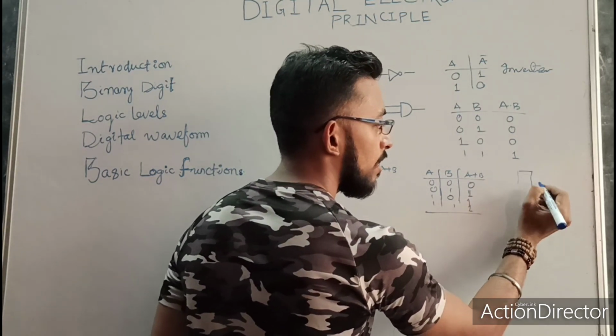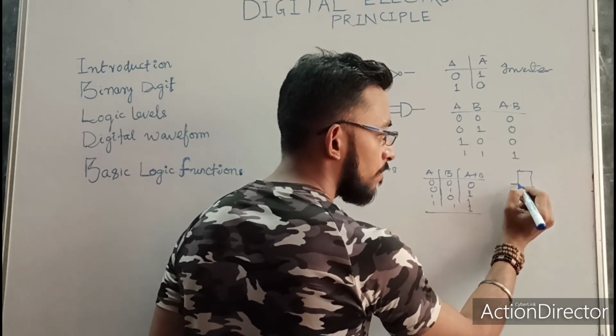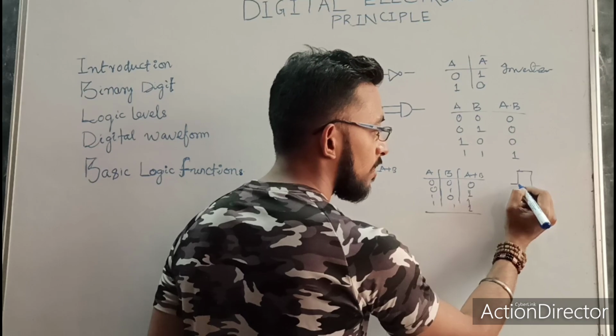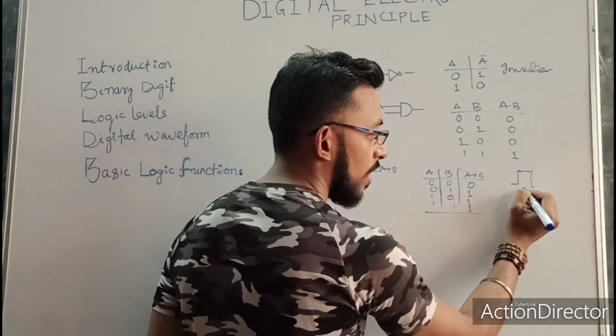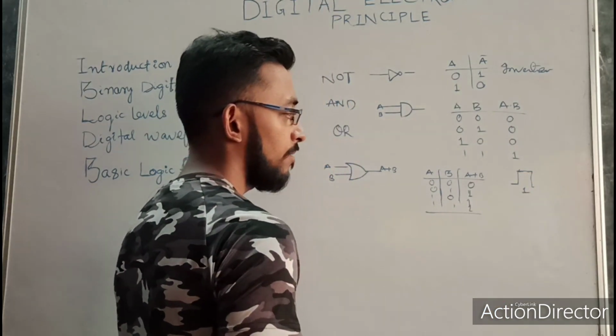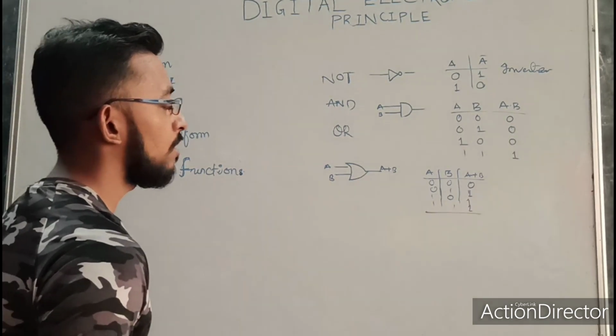In this signal, why am I writing 1? Because this is the value going from positive logic, that is from a positive pulse, from low to high and from high to low. That is why I am writing 1. This is the high logic level. Okay, so these are the three types of basic logic functions.